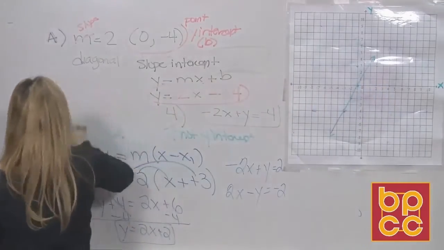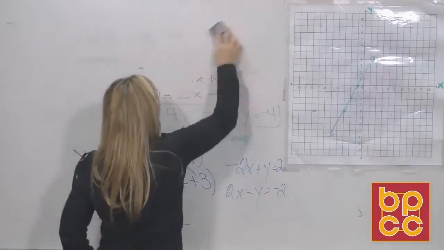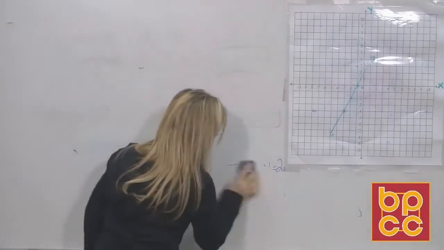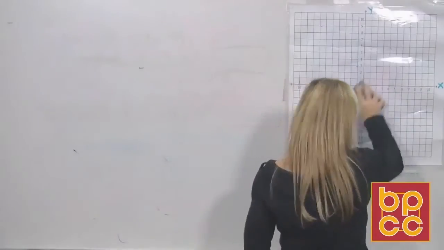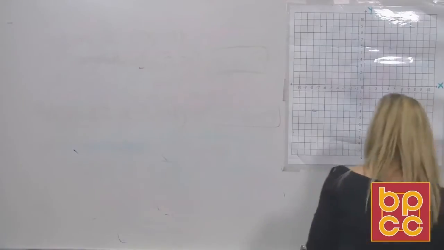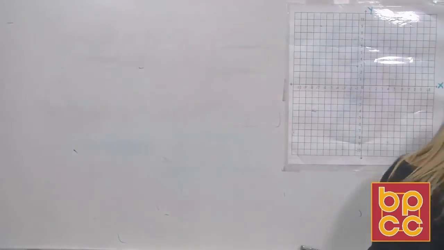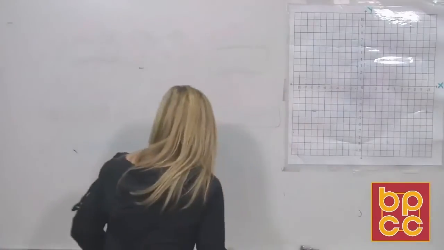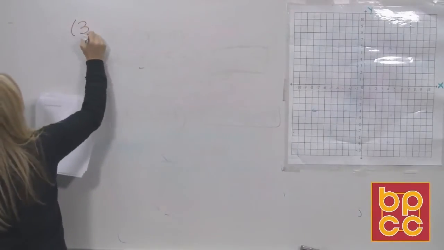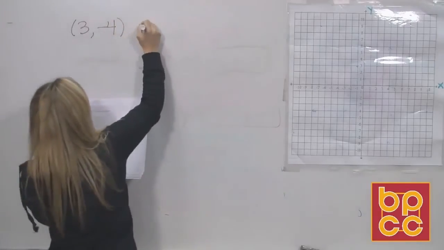All right, let's step it up a notch. All right, my third example. Again, I'm going to give you 2 clues, but watch what happens. I'm changing them up. My third example says, write an equation of a line given 3, -4, and the origin.